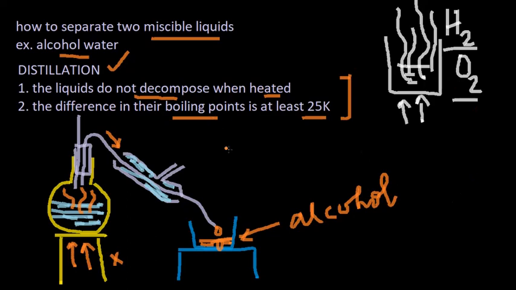We'll come back in a later video to look at what happens if the difference in the boiling points of the two miscible liquids is less than 25 Kelvin. What is the technique that is adopted in such cases? We shall come back to see in a later video.